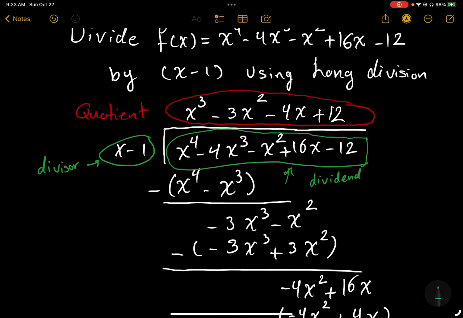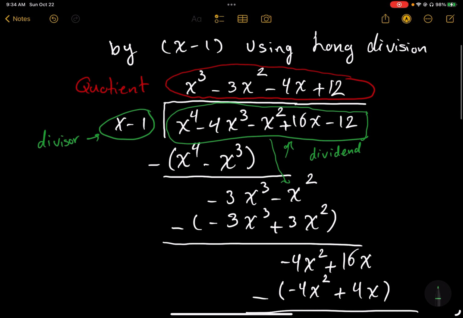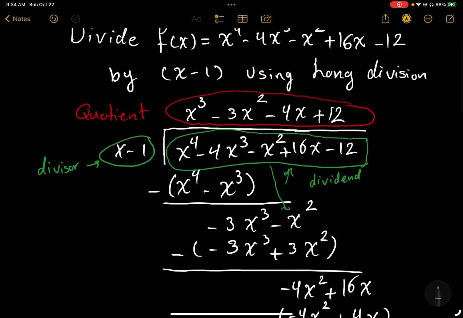So the first term, x to the fourth, always needs to cancel, it needs to go to 0, and then I bring down the next term. So we get negative 4x cubed plus x cubed, that's negative 3x cubed. I bring down x squared here, and that's going to be negative 3x cubed minus x squared. Again, I repeat the same process.